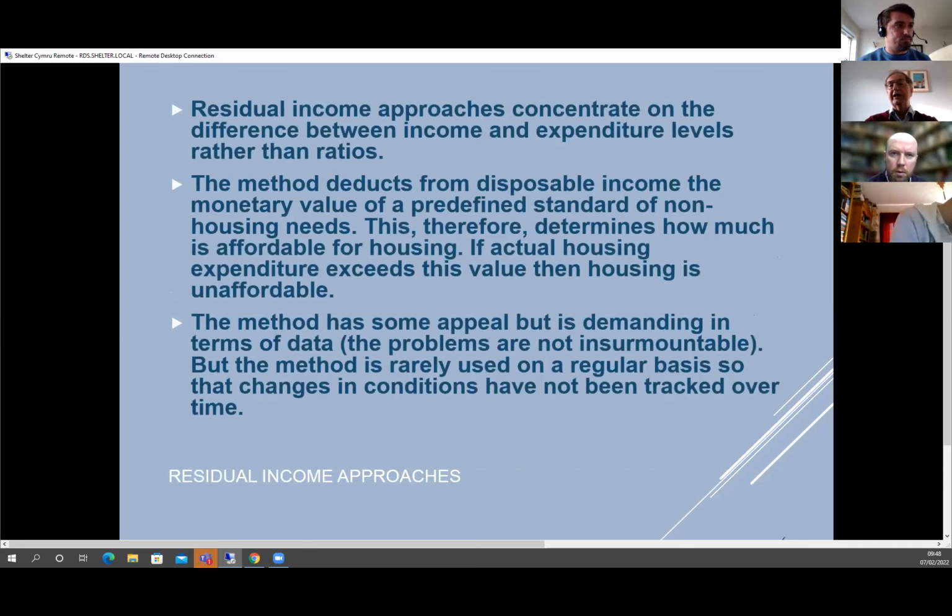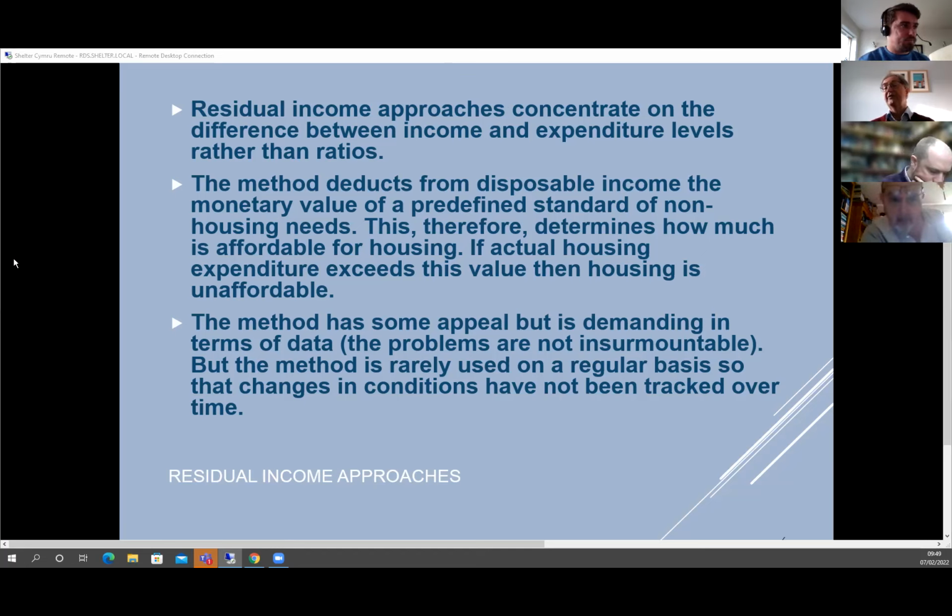Now, a third commonly used measure is something known as the residual income approach. I've noted earlier there are problems associated with approaches based on percentages or proportions. Residual income approaches are based on differences between income and expenditure in levels rather than ratios. So in principle, it gets around this particular problem.